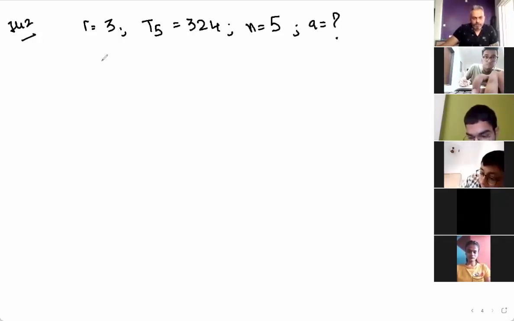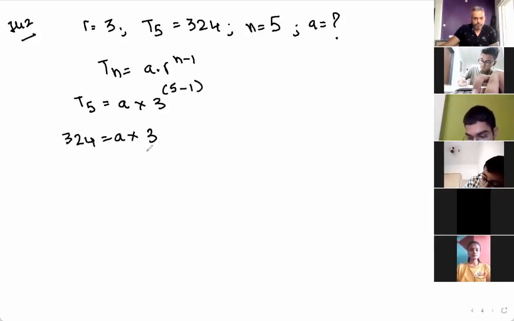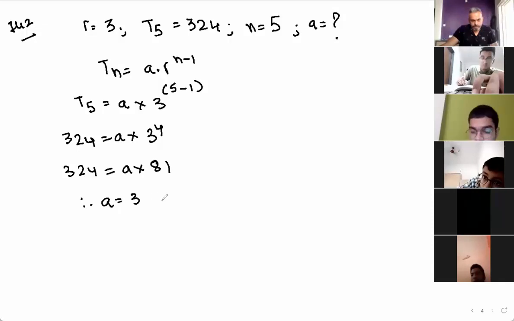So let's write the formula. Tn is equal to A into R raised to N minus 1. So T5 is equal to, A is what we have to find out, R is 3, N is 5 minus 1. So T5 is 324 is equal to A into 3 raised to 4. So 324 is equal to A into 3 raised to 4 is 81. Therefore, A is equal to 324 by 81.